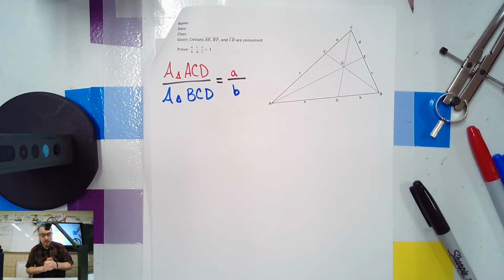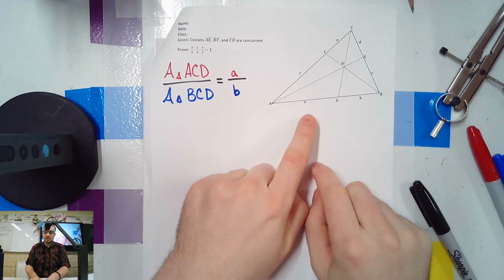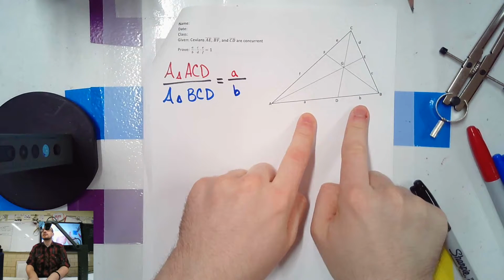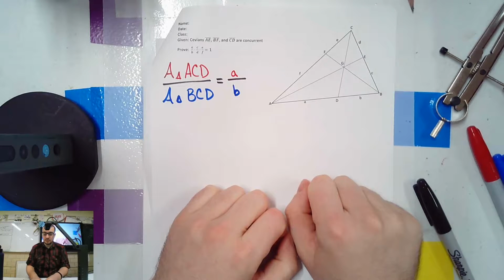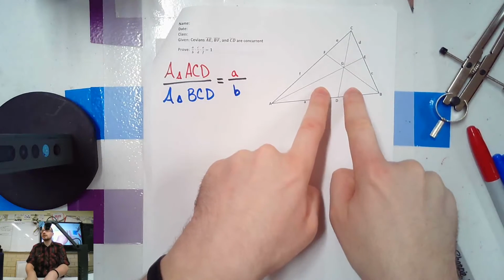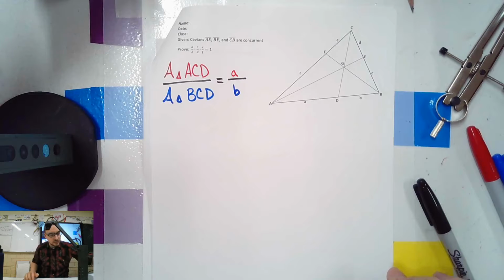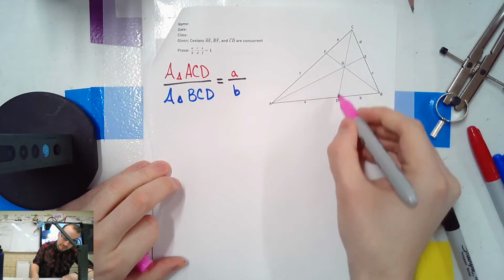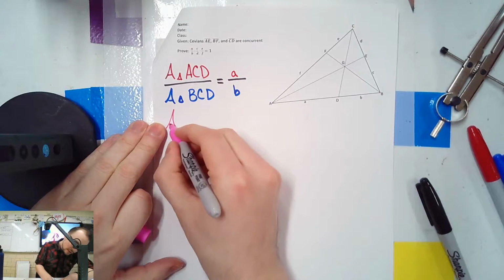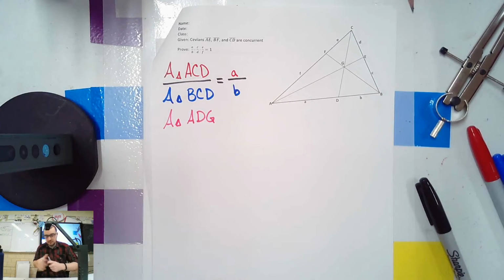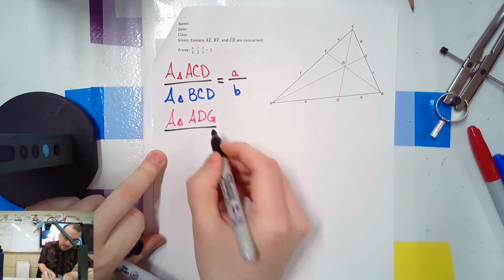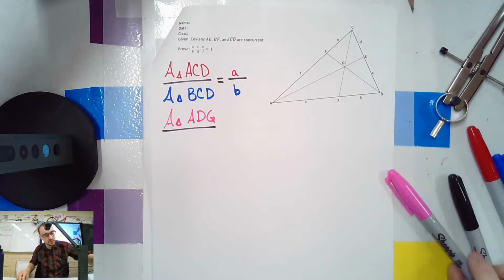Awesome. So, what other triangles have the same height and share base A and base B? What triangles? ADG and BDG. Yep, so these two triangles down here, right? So I'll write those like this. Let's use light pink for this triangle. Area of triangle ADG. And let's use light blue.